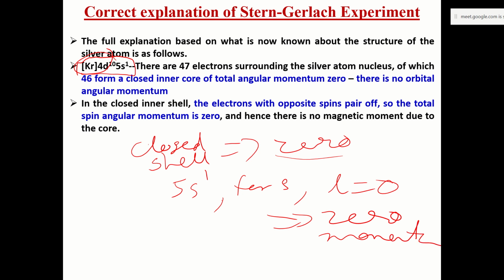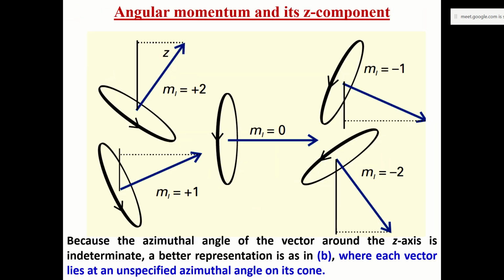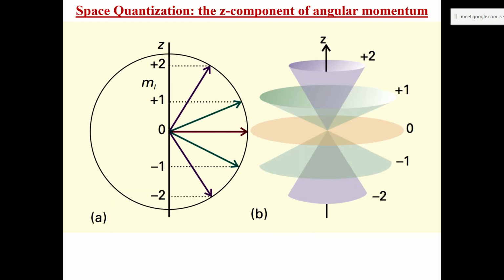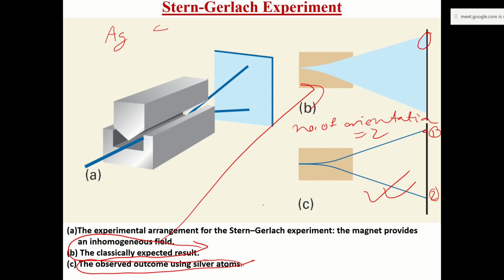Then what is this? The silver atom that they had taken in the experiment had 0 orbital angular momentum, but the atoms are hitting and moving and hitting at two different spots under the influence of the magnetic field. So this proves that there is space quantization, but the source of angular momentum is something else.